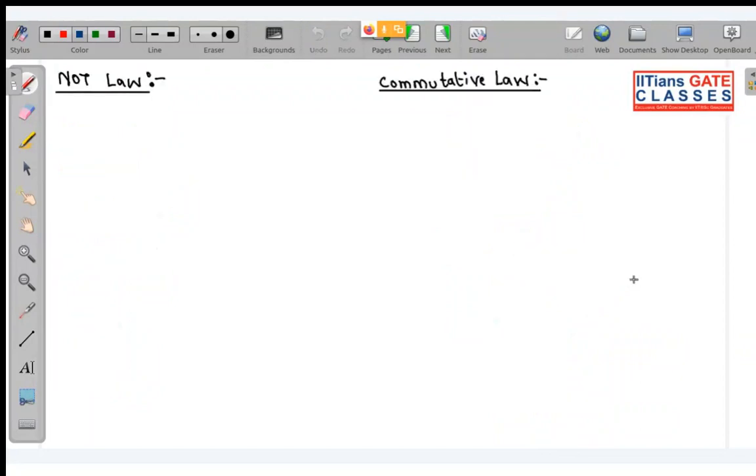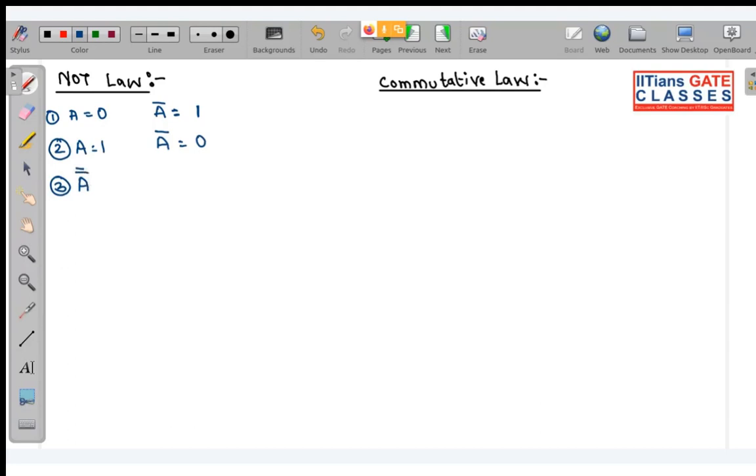so okay, now let us move to not law. So according to not law, this is very simple. Okay, so if a is, means there can be what? First, if a is equal to 0, a complement will be equal to 1. Okay, if a is equal to 1, a complement will be equal to 0.